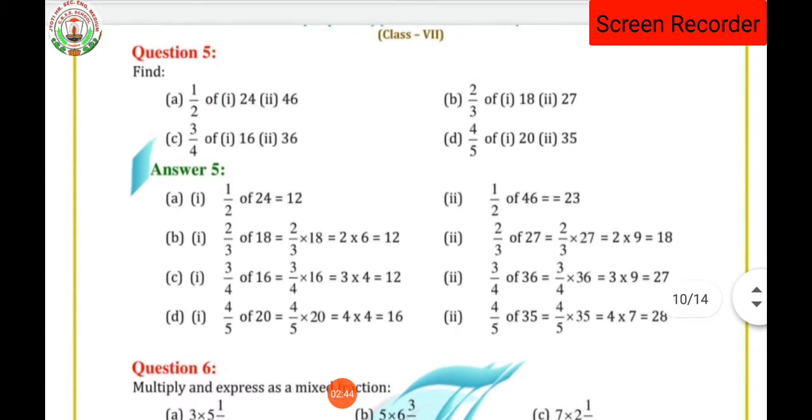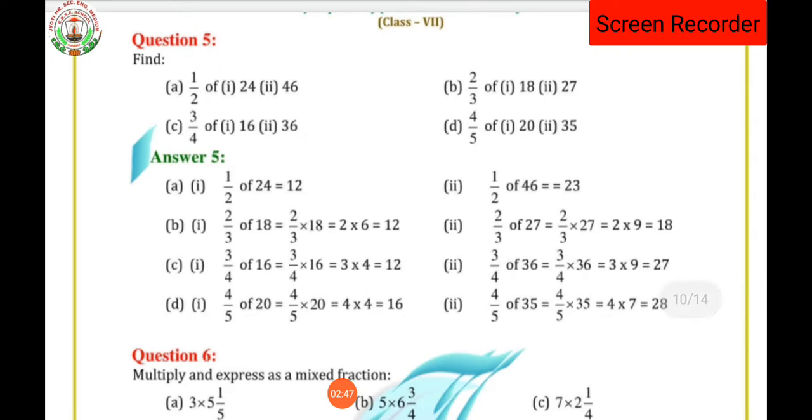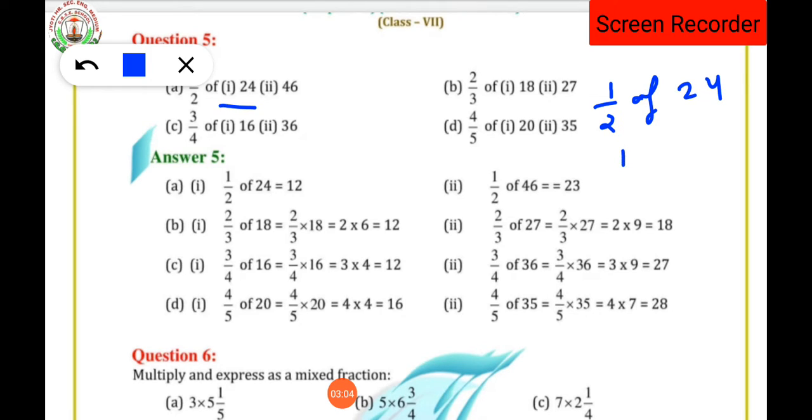Now in the fifth question it is said that find 1 by 2 of 24 and 46. So dear student, what do you mean by of? Of means multiplication. So here 1 by 2 of 24, first part. 1 by 2 into 24. So 2 1s are 2, 2 12s are 24. By the table of 2 we cancelled. So what is the answer coming for the first part? That is 12. Clear?